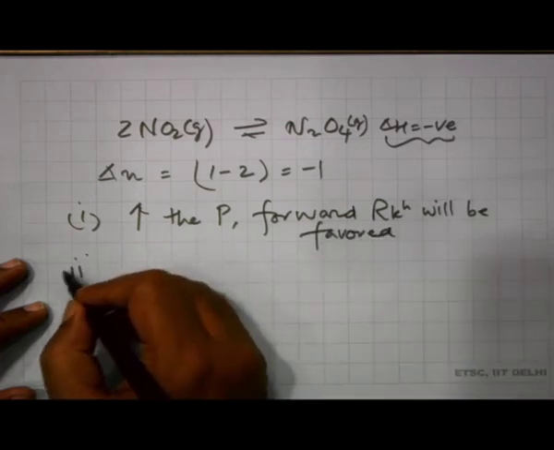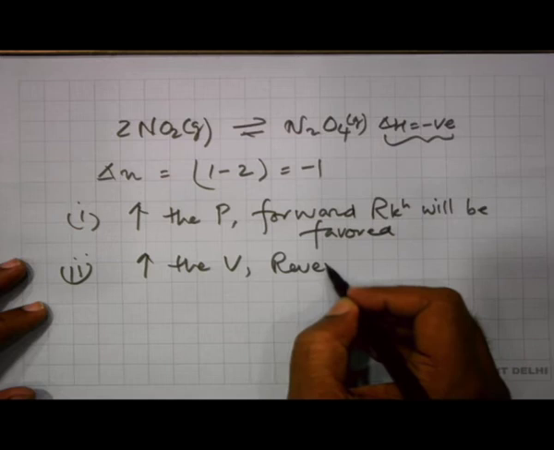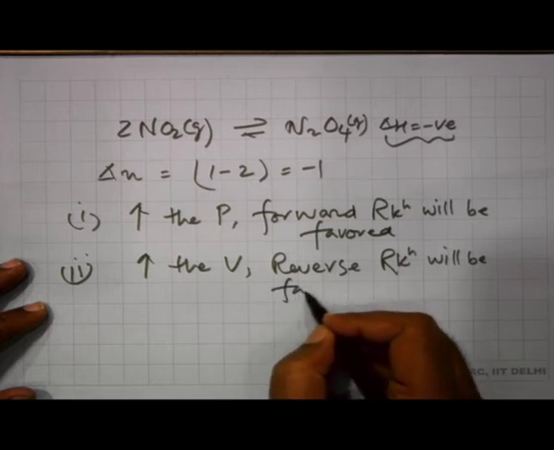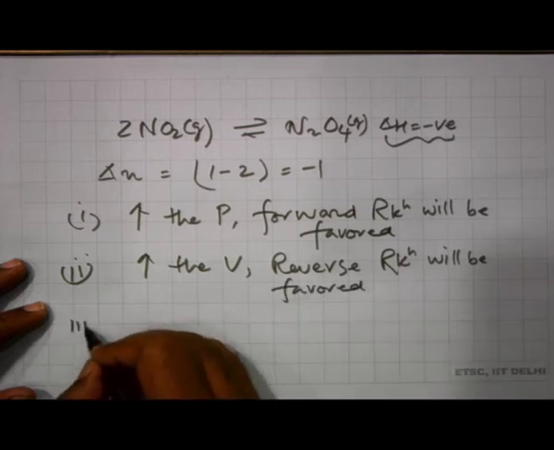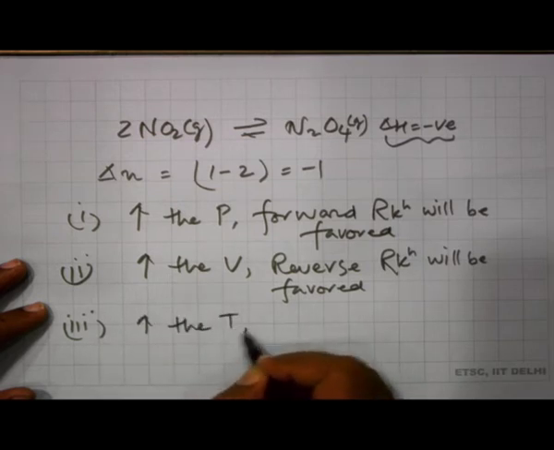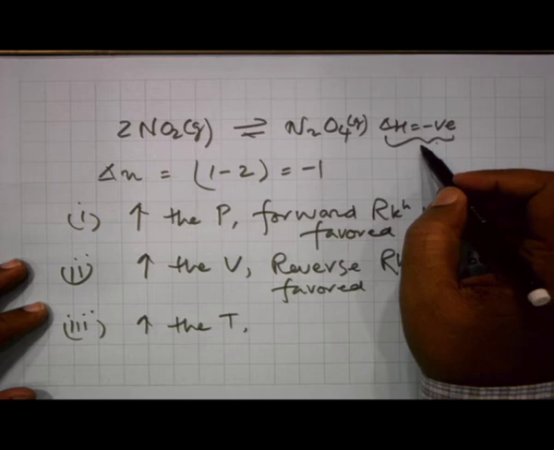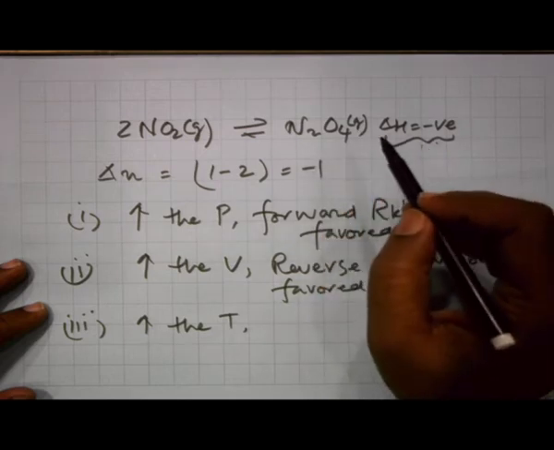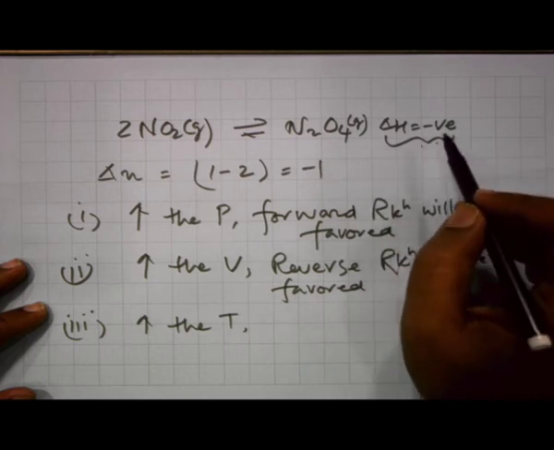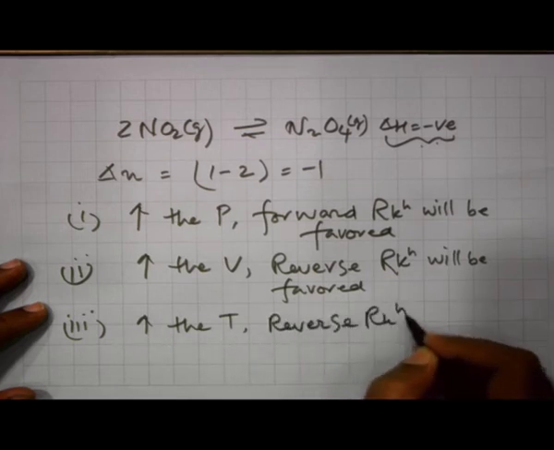If I increase the volume, reverse reaction will be favored. If I increase the temperature, now you see this is an exothermic reaction, and exothermic reactions are not favored at high temperature, they are favored at low temperature. So, reverse reaction in this case will be favored.